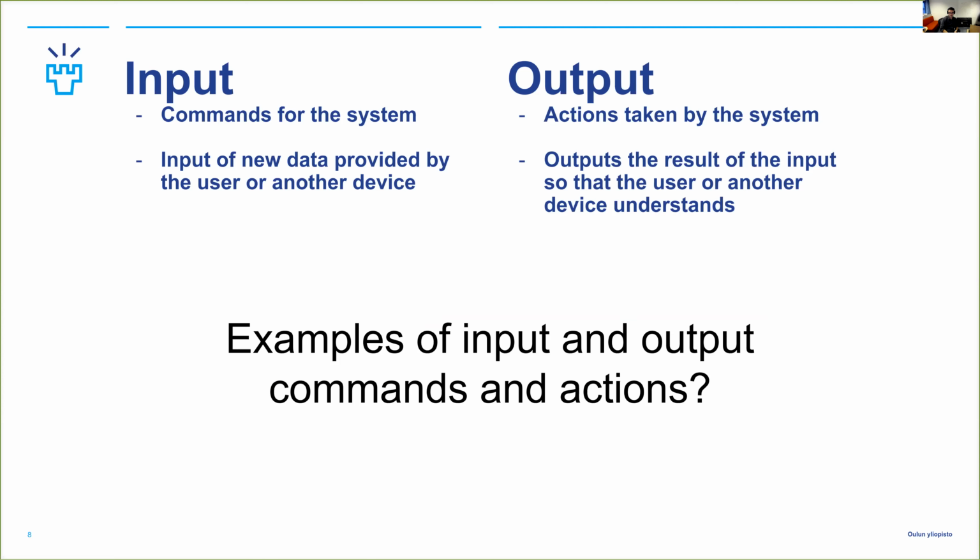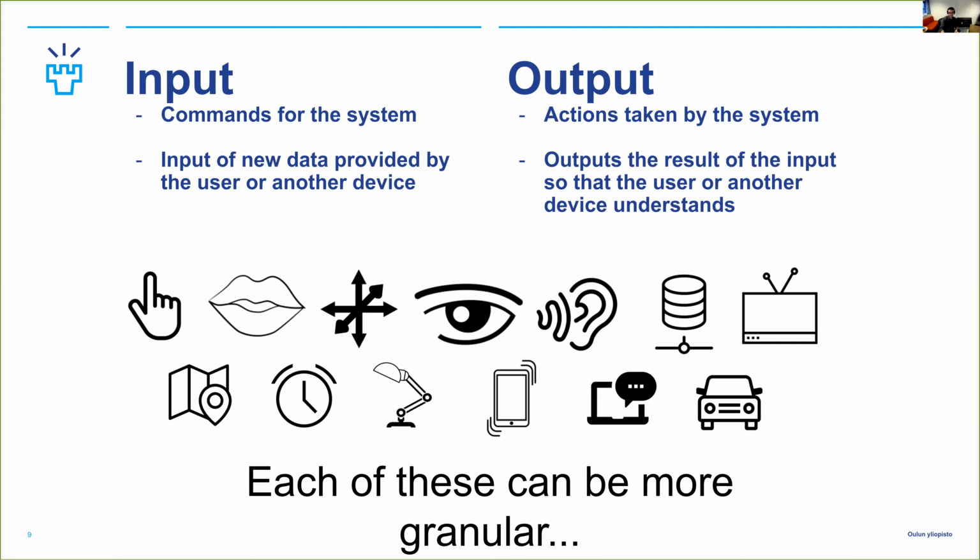So normally the output that we are used to is more visual. And normally these show the result of the input so that the user and other devices can understand what the user wants to accomplish. So if we think about examples of input and output commands and actions, we have things like touch, speech, action like gestures, eyes, ears, other databases, other devices. Location is a good input. For example, Google Maps does not work without the input of your location sensor, so that it works as the output to tell you where to go.